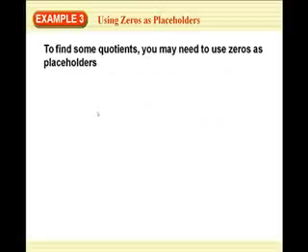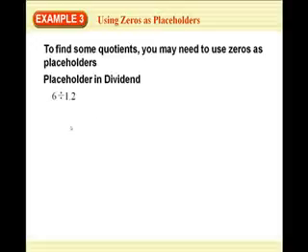To find some quotients, you may need to use zeros as placeholders. So check out this one. 6 divided by 1.2. Well, I can't have a decimal here, so I got to move it over to the bar, so I move it over 1. This one I need to move over 1, but it's right here, so I have to add the 0 and bring it straight up, so it would be just 5.